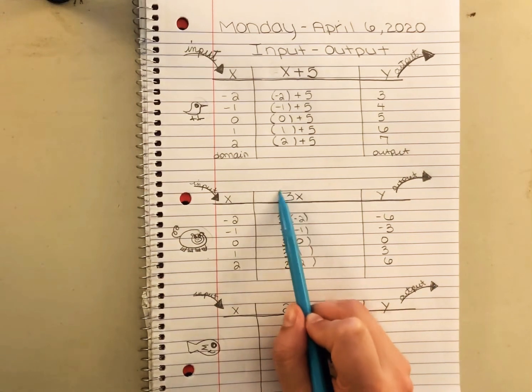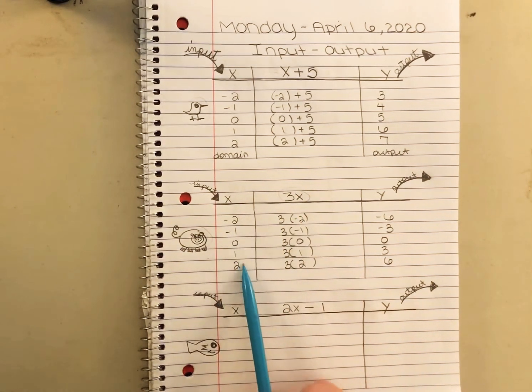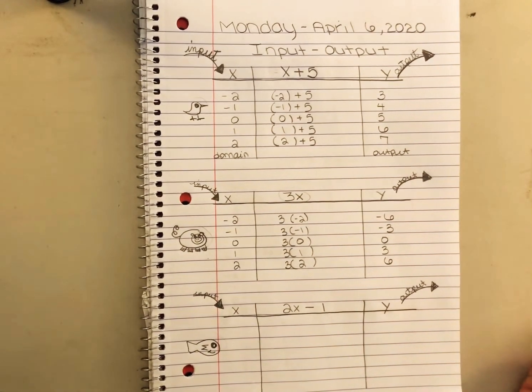So in this function, we have 3 times the x value. Whatever you plug in, we just multiply by 3 to get my y value. Again, later we're going to make these into ordered pairs, so it's going to correspond to a function that's on a graph. Today we're just making the tables, so that one's done.